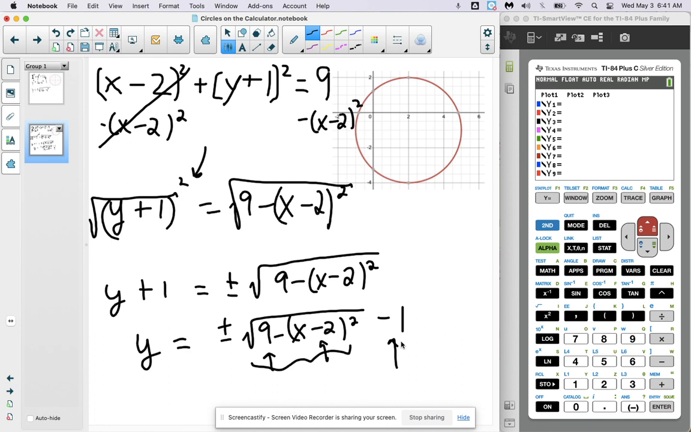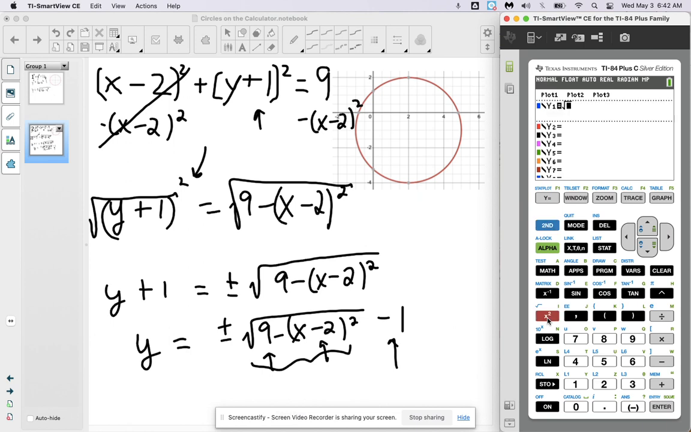Now that that minus 1 is outside of that square with the y, it now operates as we would expect, where if it's a minus 1, it'll move it down. And then we have our plus minus for the 2 halves of the circle. So let's graph both of these and test to make sure that we have the 2 half circle functions that we're looking for.